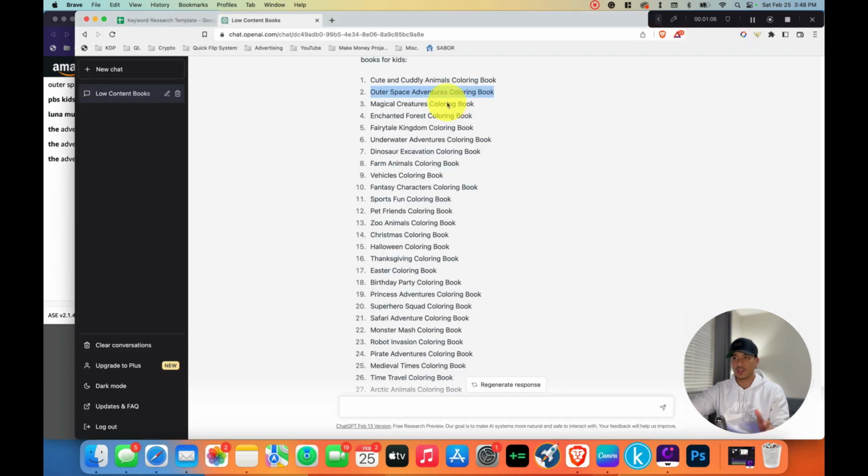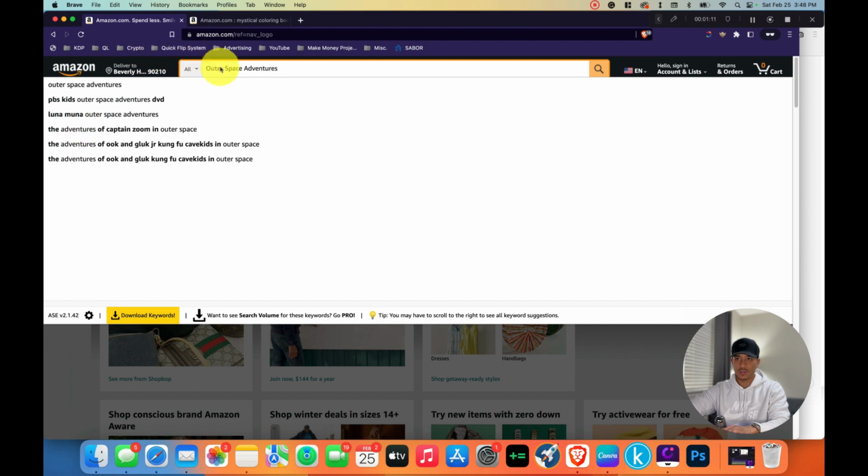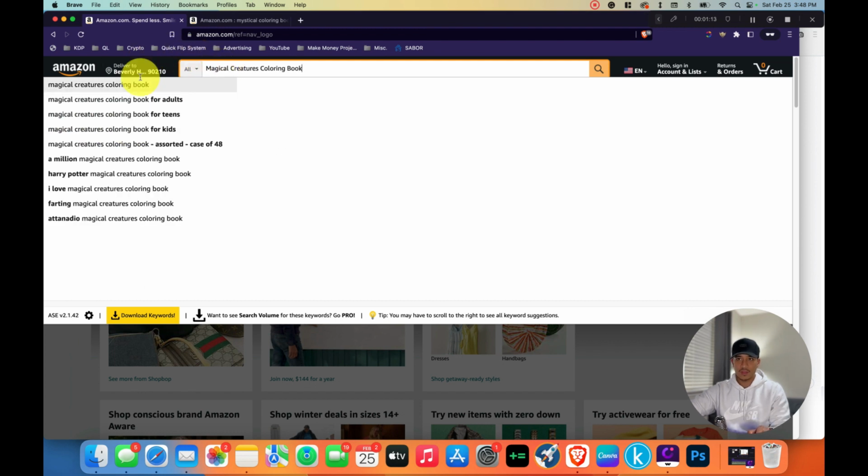So then I just move on to the next, magical creatures coloring book, copy and paste that into here. And this one comes up with a bunch of suggestions as well as the actual keyword that we have put in. So let's go ahead and look into it.